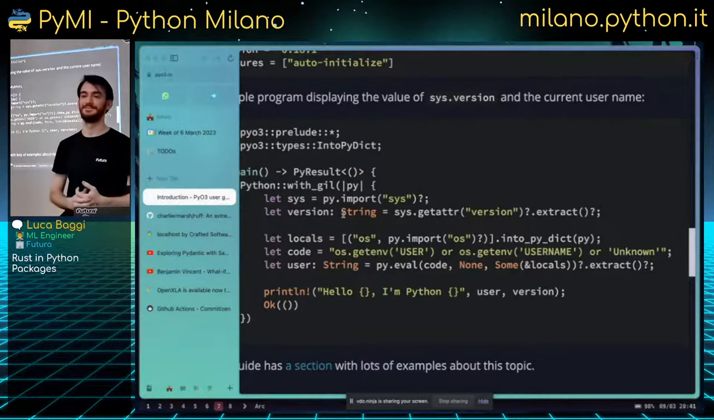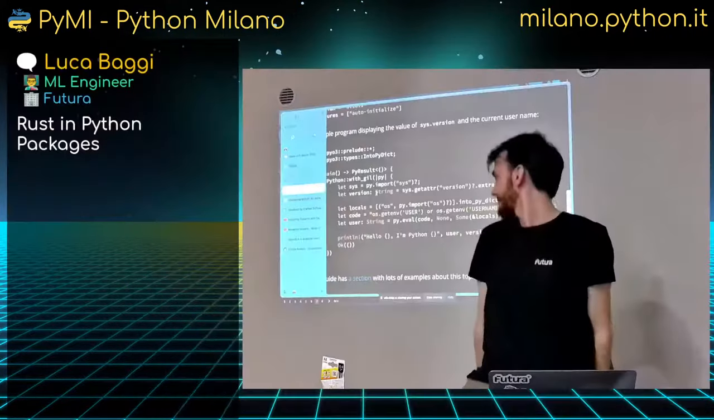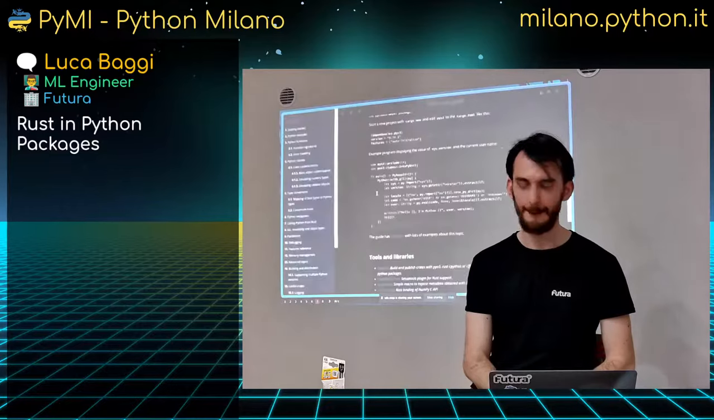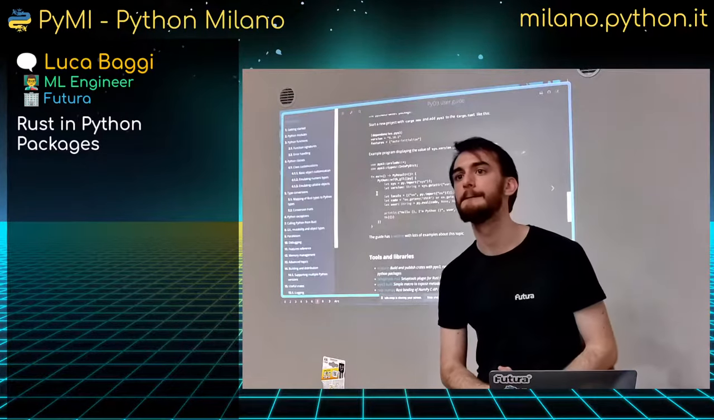There is another question. Somebody in the front. So inside our Python code, is it possible to have IntelliSense for the Rust part, for using the Rust functions?